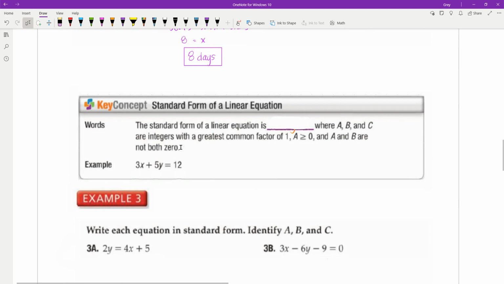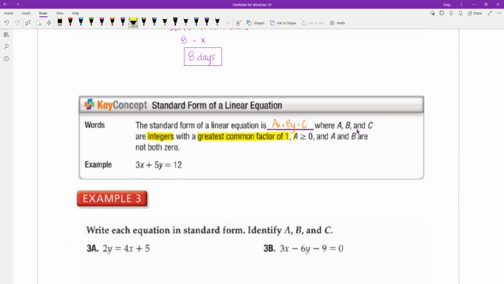The standard form of a linear equation is ax plus by equals c. Some of the things you might not be aware of is that a, b, and c have to be integers, which means I cannot have fractions or decimals as a, b, and c, and the greatest common factor of a, b, and c has to be 1. There can't be any common factors in it.